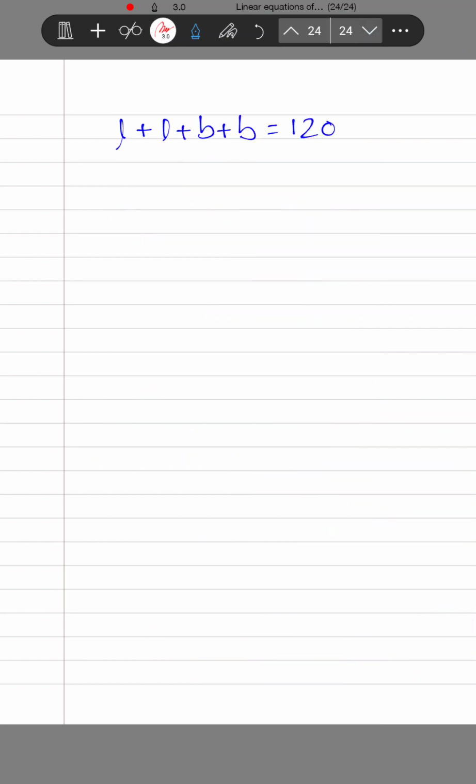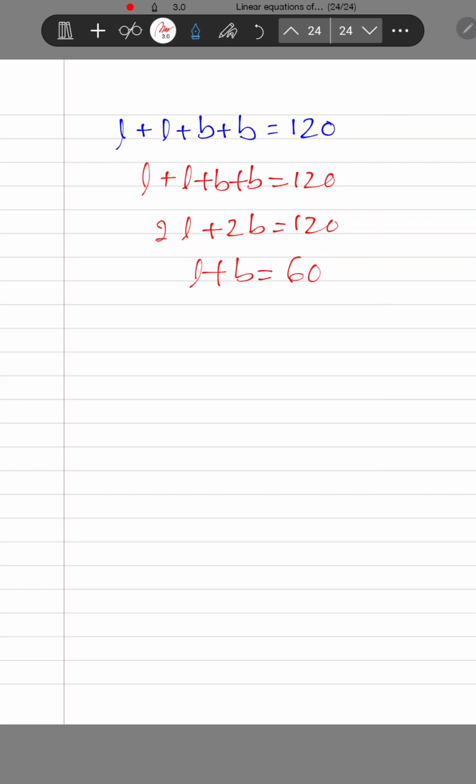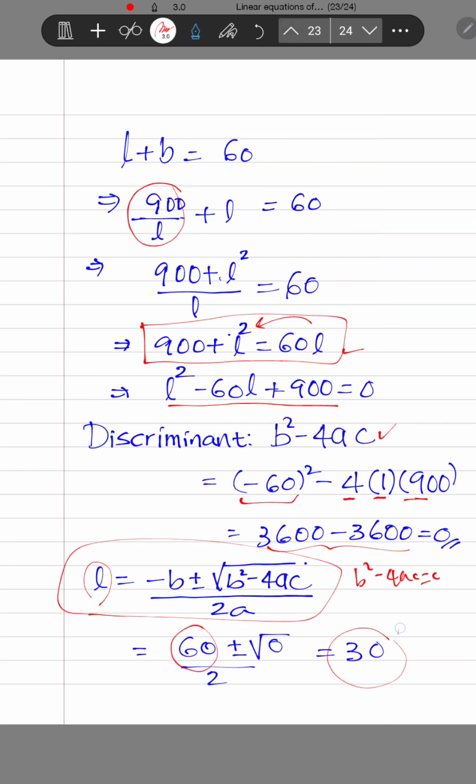But we know one thing, that the perimeter is 120, which means 2 lengths plus 2 breadths is 120. It is there in equation number 2, I think, but it doesn't matter anyway. So length plus breadth is 60. We already have the length, so the breadth is 60 minus 30, which is 30, because we found the length of 30 from the quadratic equation up here. Okay? This is what we have.